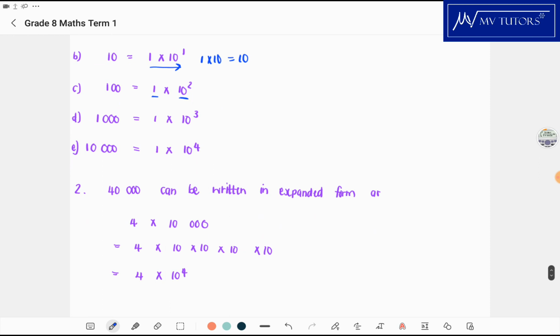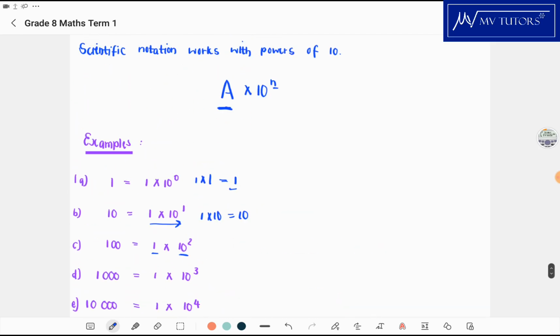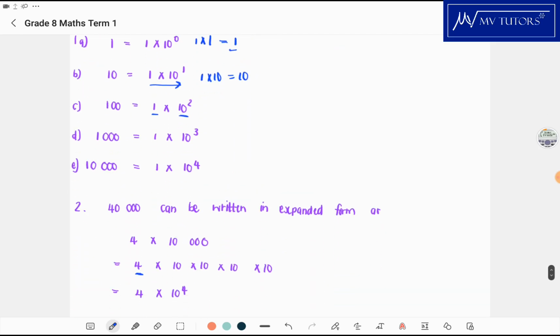So now let's look at 40,000. Okay, so 40,000 can be written in expanded form. So before we even go into scientific notation, try to expand it a bit. So we have our 4, right? That represents the A that we were talking about here. And we try to write 10,000 in terms of 10, because in scientific notation, 10 is our base. So 10,000 would be 10 times 10 times 10 times 10. So there are 4 tens, right? So we say 4 times 10 to the power 4. This is scientific notation. Okay.